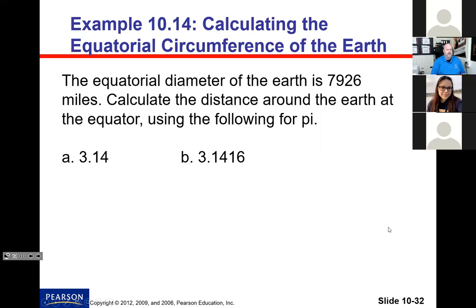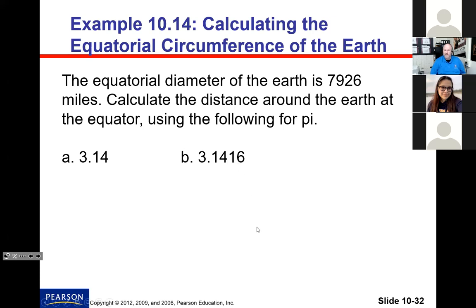So the equatorial diameter of the Earth is 7,926 miles. So that's the diameter across the Earth, and it's not a perfect circle, right? It's actually squished. Calculate the distance around the Earth at the equator. Now, when we use pi, we can use different numbers. The most common is 3.14, but you can also go to two more decimal places, like this.